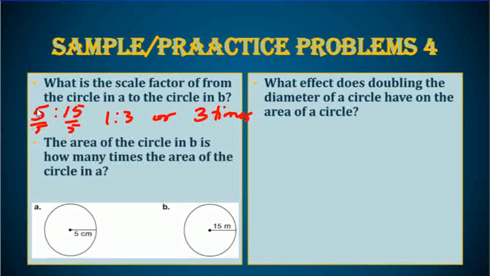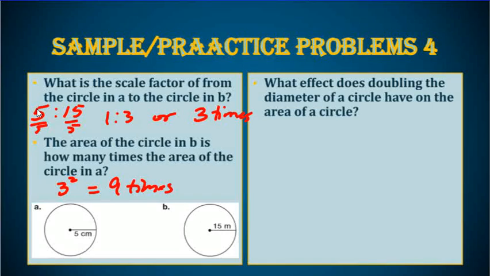So the area of the circle in B is how many times the area of the circle in A? Well, remember when we're using area, we are squaring the units. So if we're squaring the units, we're going to be squaring the scale factor. So if the scale factor is 3, we would square it. That would give us 9 times. So the area of B would be 9 times larger than the area of circle A.